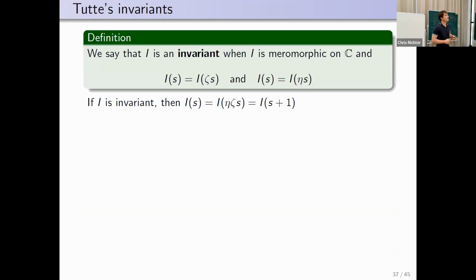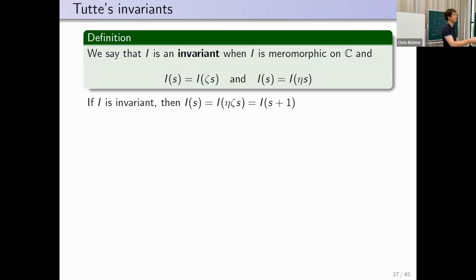Perfect. Sorry, there are a lot of definitions, but I just defined the decoupling function. Now I'm going to define what an invariant is, because the method is called Tutte's invariant approach, so there are some invariants. An invariant is simple. It's just invariant by the two automorphism involutions that I have defined before.